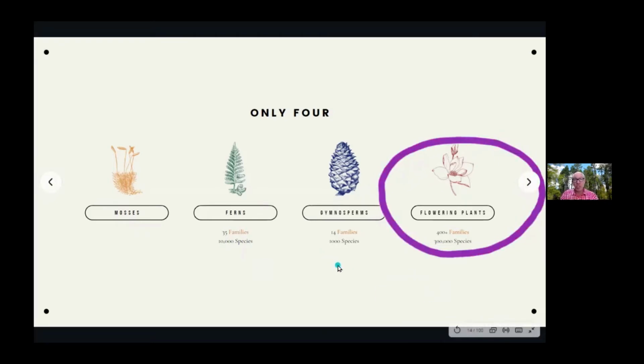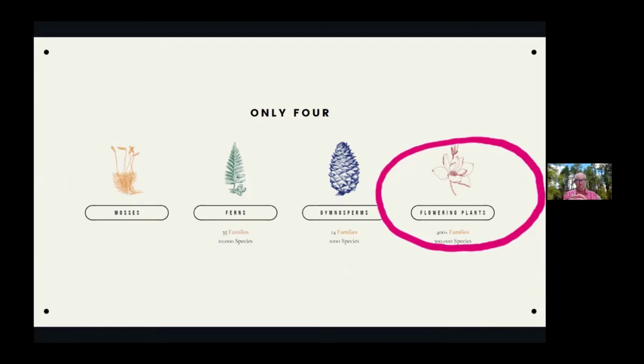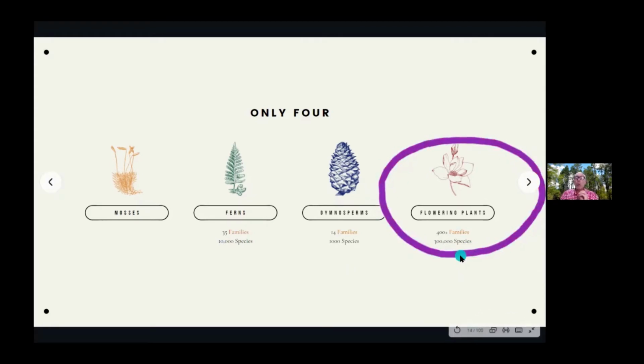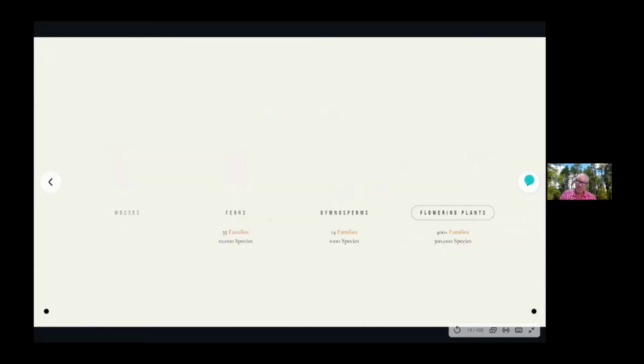The gymnosperms, the conifers, only 14 families with 1,000 species. So again, if gymnosperms is something that you want to identify or work with, you have a very limited pool to study. And you've already decided that your specimen is not any of these others. You can focus on that one smaller group. But today we're going to drill down into the flowering plants with their 400 families and 300,000 species.